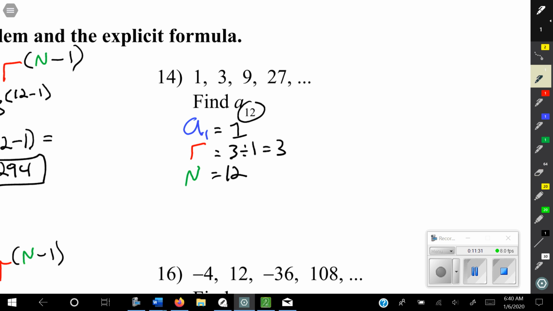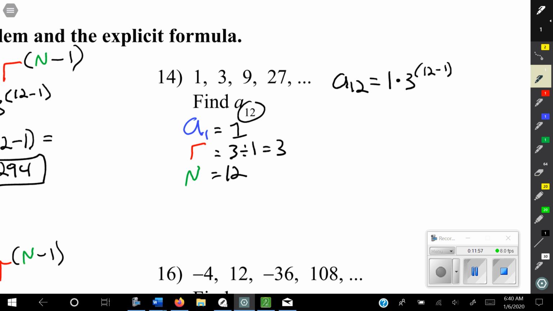So that's going to be a sub 12 is equal to the first term, which is 1, times 3 raised to the 12 minus 1. And it just happened to be 12 twice, but whatever number term you want to look for is what you'll plug in here.